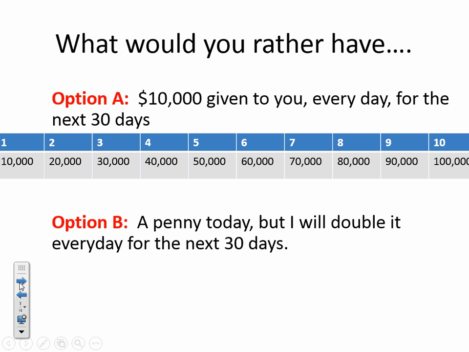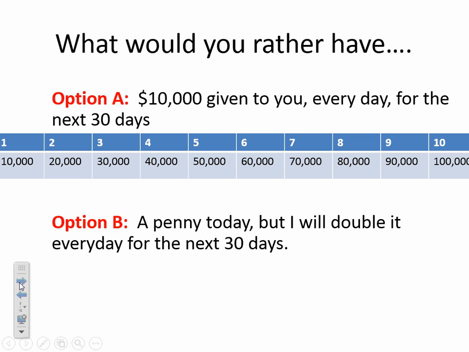So if we look at option A, look at how this changes over 10 days. Day 1, I'd have $10,000. Day 2, I'd have $20,000. Day 3, I'd have $30,000. It's a constant amount of increase. We're increasing $10,000 every day.